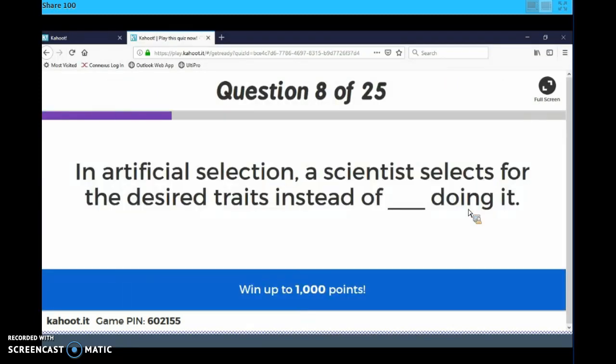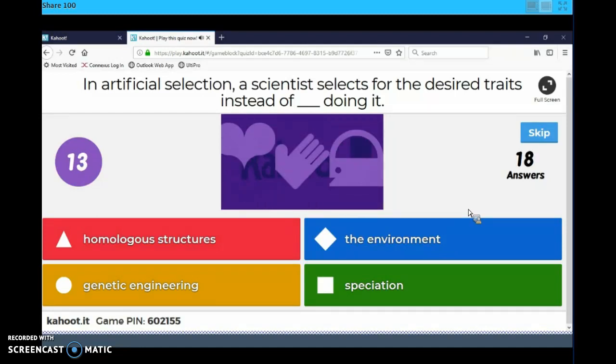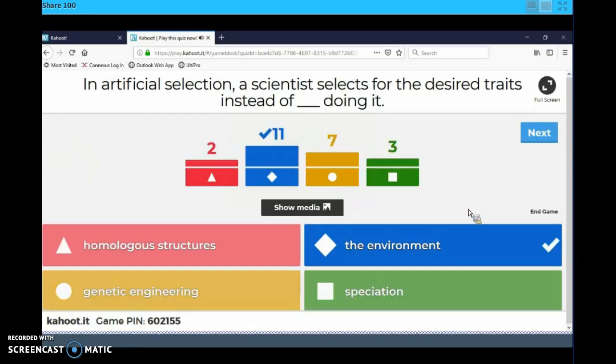In artificial selection, a scientist selects for the desired traits instead of blank doing it. So this is artificial selection, human interference, basically. So a scientist selects for the desired traits, or a farmer, breeder, rancher, that kind of thing, instead of blank doing it. Yes, instead of nature or the environment doing it.